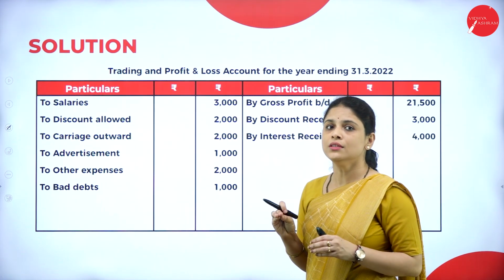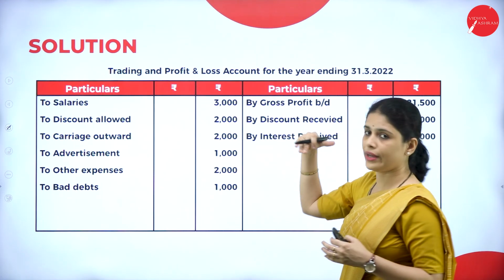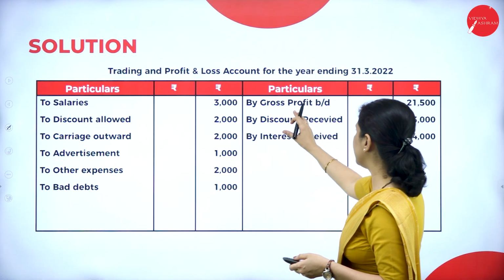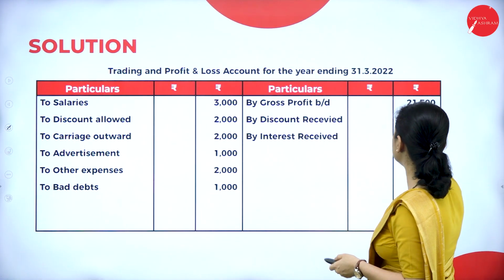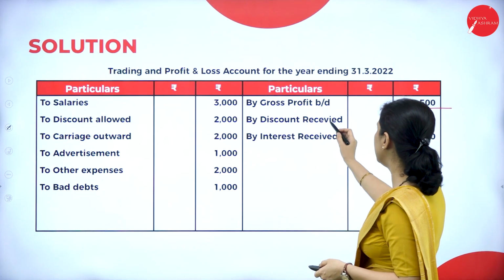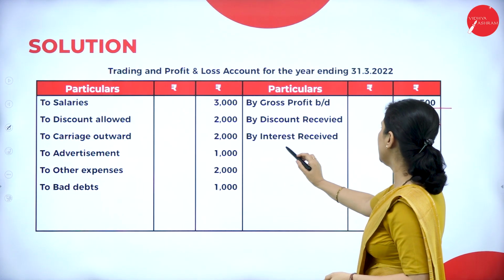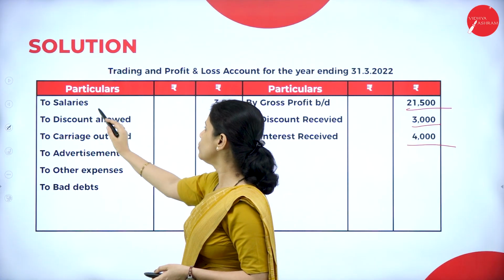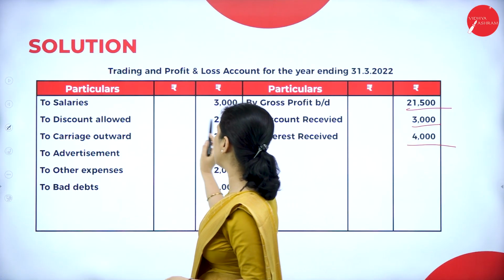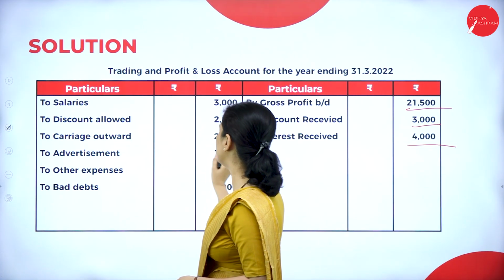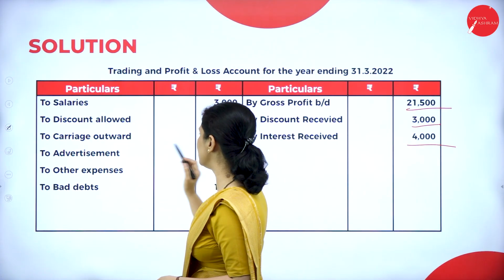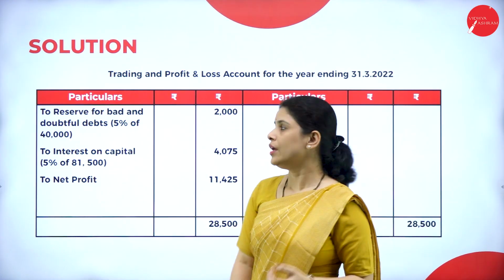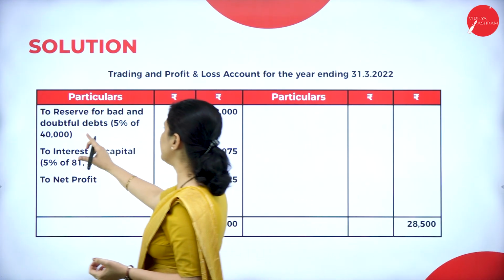Now we will prepare the profit and loss account. So whatever we wrote, that is to balance carried down, we will write it here as gross profit brought down, that is 21,500, discount received 3,000, interest received 4,000. Here all the expenses we will write. To salaries 3,000, discount allowed 2,000, carriage outward 2,000, advertisement 1,000, other expenses 2,000, and bad debt is 1,000. Now next one is reserve for bad and doubtful debts.